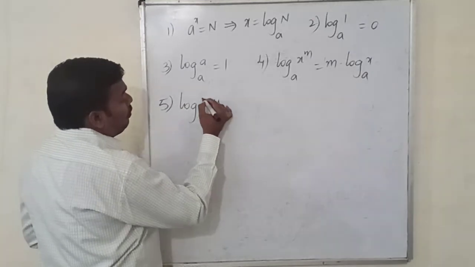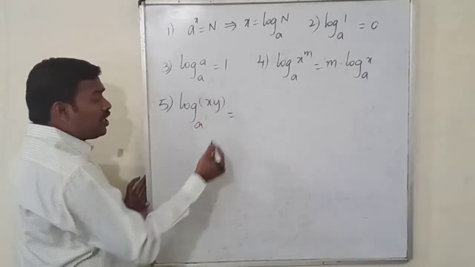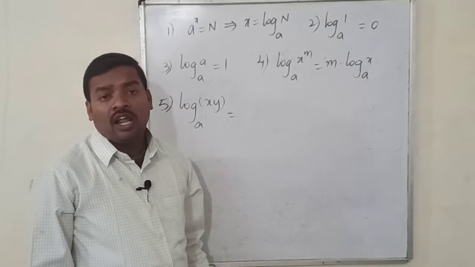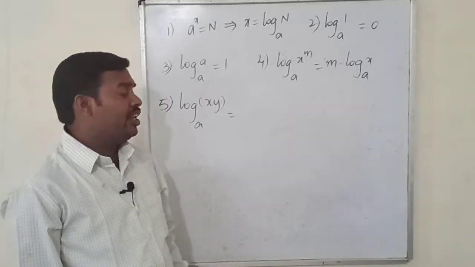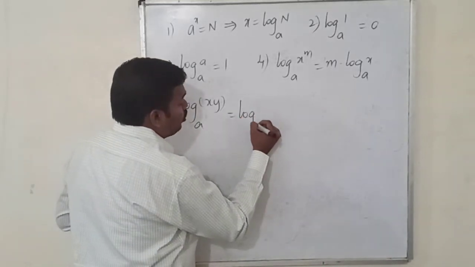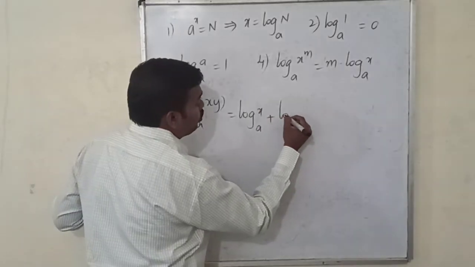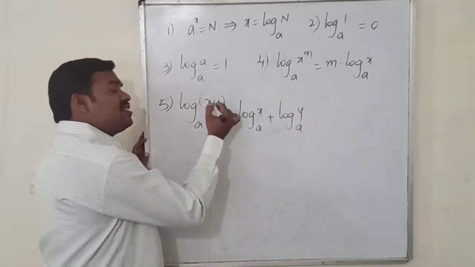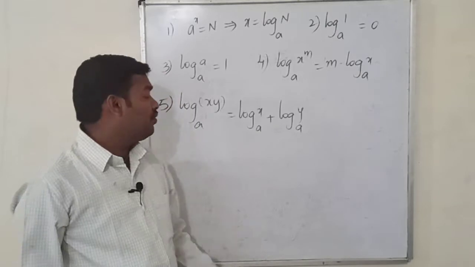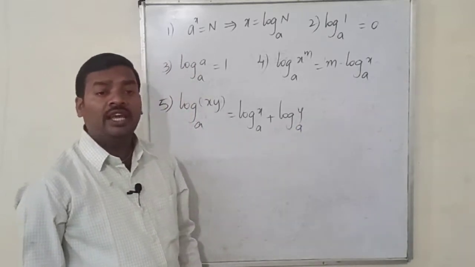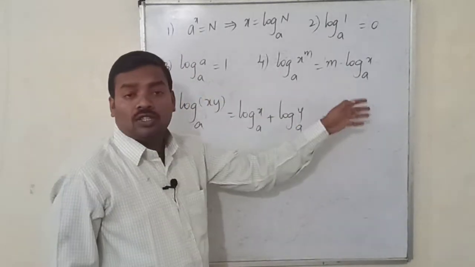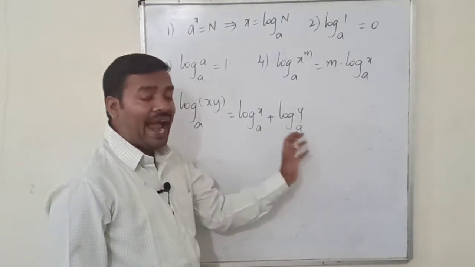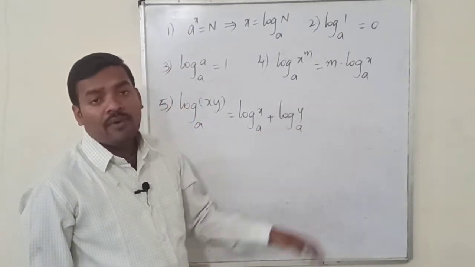Log xy to the base a. If you have more variables, you will go on adding the logarithms of those variables. That is log x to the base a plus log y to the base a. If you have z, then plus log z to the base a. If you have w, plus log w to the base a. If you have p, plus log p to the base a, like that, you will be adding on the logarithms of those variables.